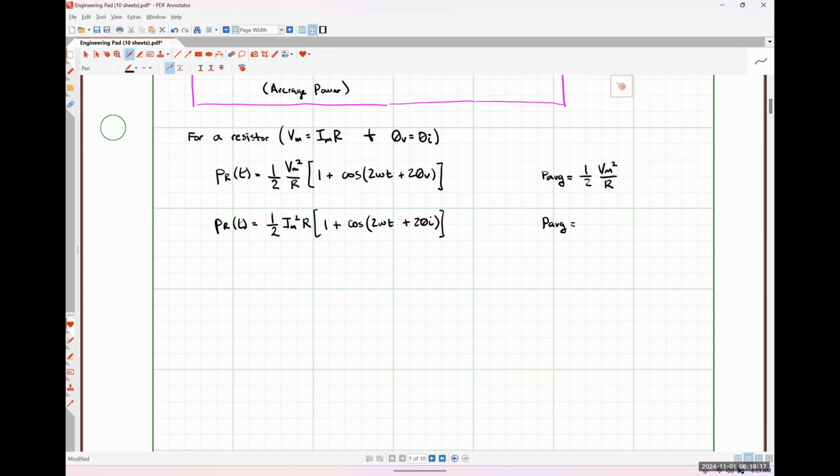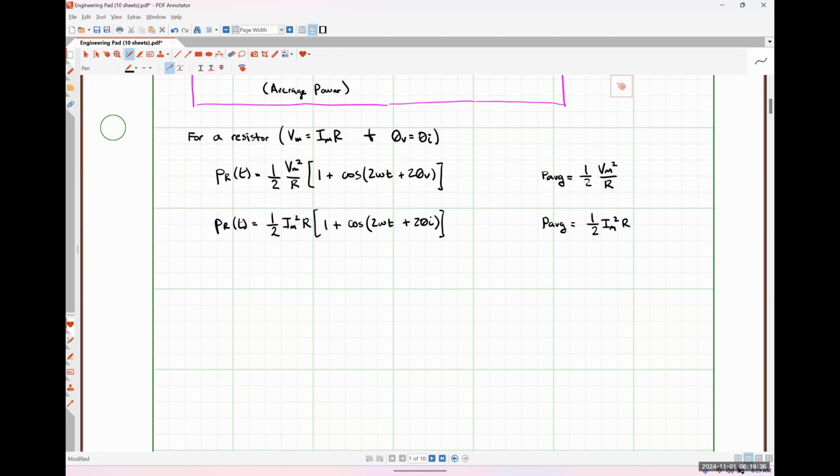And what would our average power be only in terms of current? 1/2 Im squared times R. So once again, extremely similar to our DC relationship, except that we've got that pesky factor of 1/2 in there, messing things up.